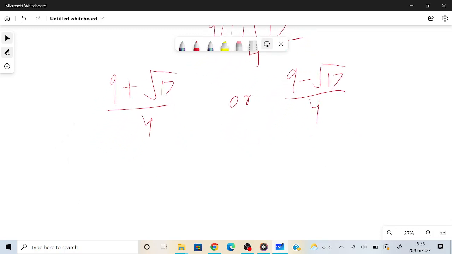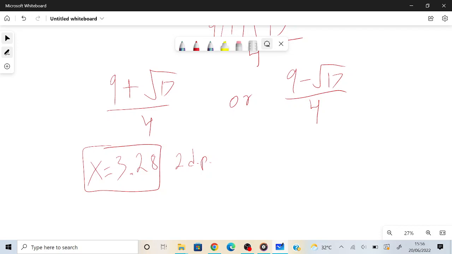So putting this in your calculator, 9 plus root 17 divided by 4, you get x is 3.28. Now I've rounded this to 2 decimal places, but be careful when you do your question, because it can be asking for another limit. It could be asking for maybe 3 significant figures, or maybe even 1 decimal place.